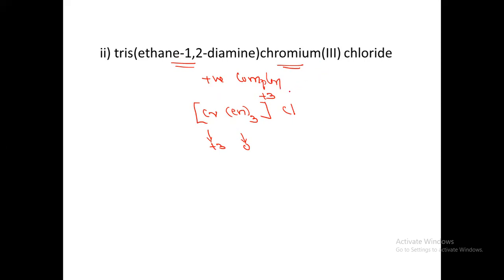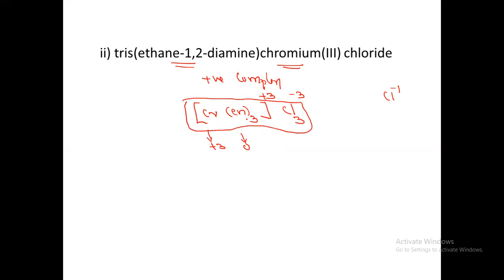Neutral here means the total charge should be 0. The complex itself is a positive complex, but the overall charge of the compound should be 0. So +3 has to be balanced by -3. How many Cl do we need? 1 Cl has -1 charge. So to balance +3, we need 3 Cl-. So this is the required formula. You don't need to show charges here, just this is the answer.